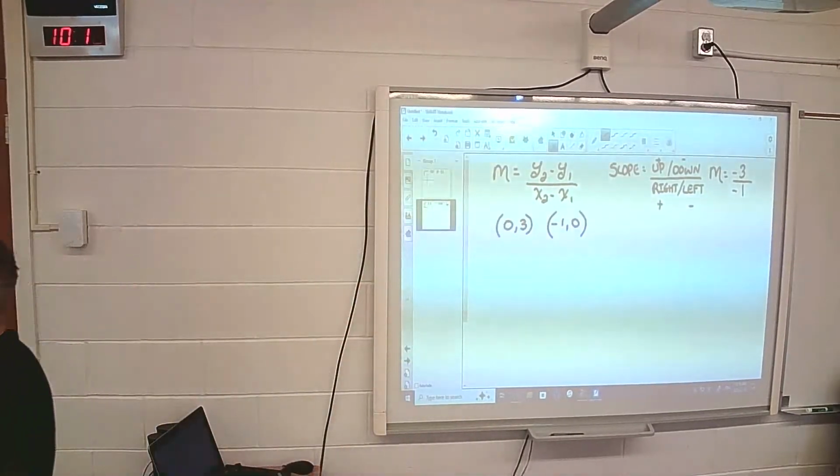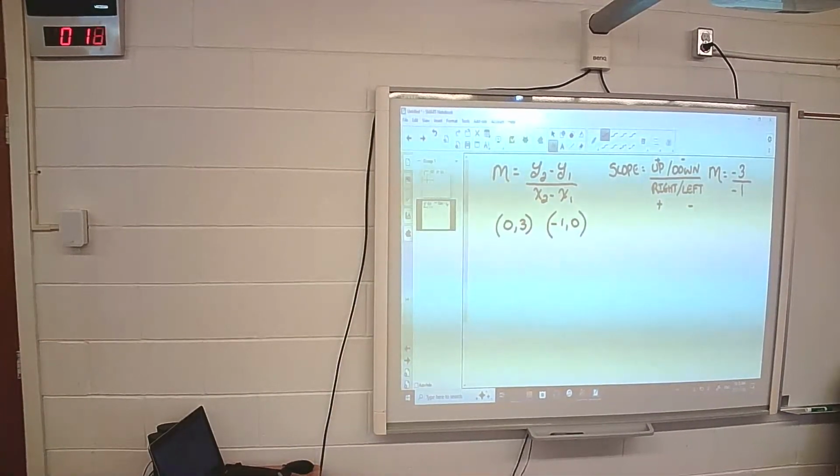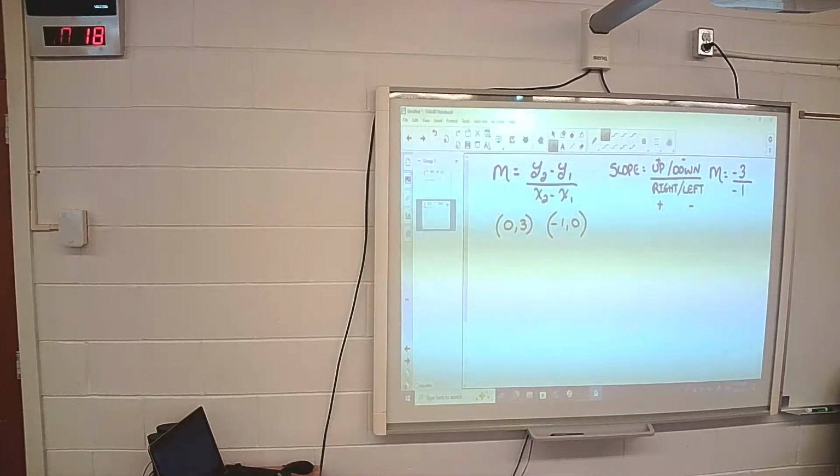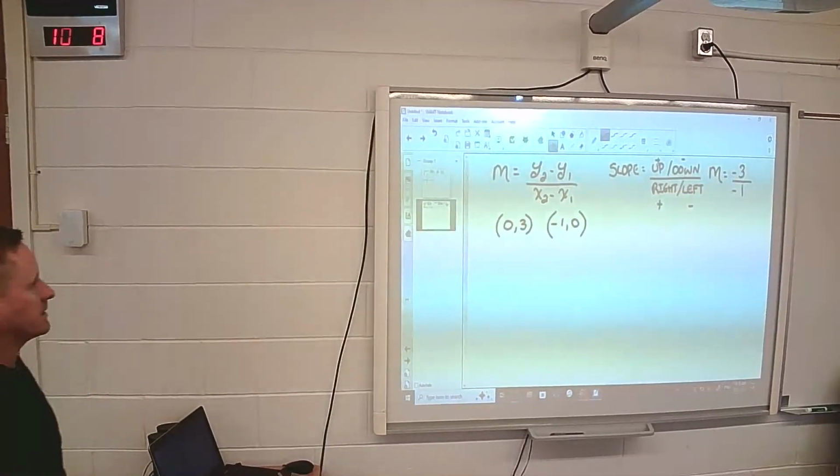If you're going up, it's positive. If you're going down, the rise is negative. If you're going right, it's positive. If you're going left, it's negative. Now think about how a grid works.